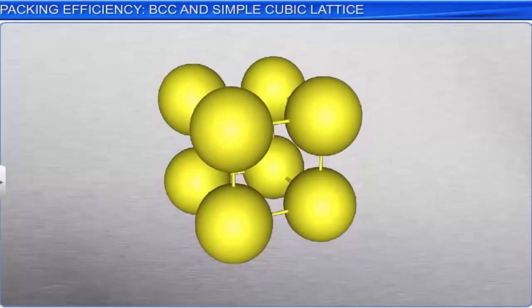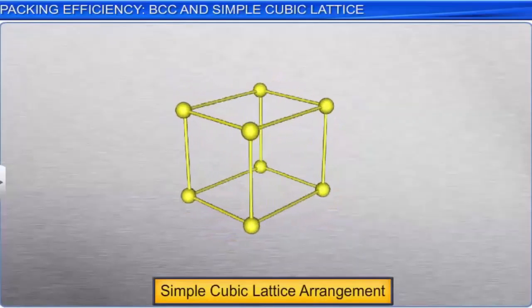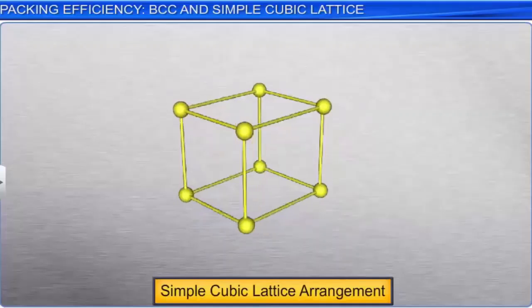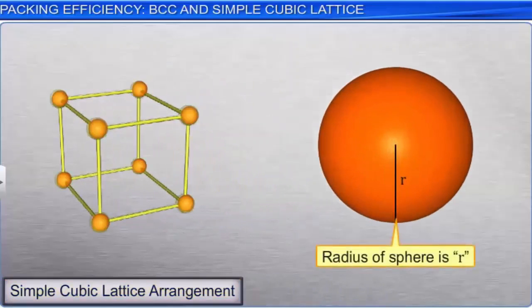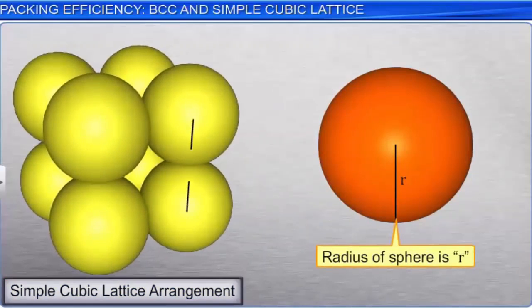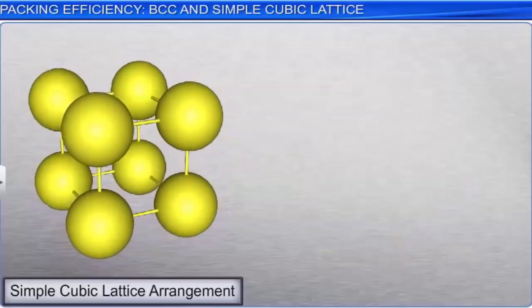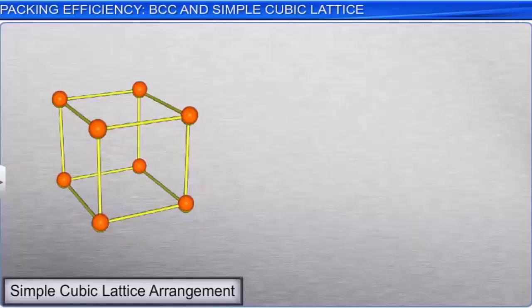Now let us study the simple cubic lattice arrangement. In this arrangement, the particles are present only at the corner lattice points of a unit cell. Each unit cell has 8 spheres with radius r. The edge length of a unit cell is A equal to 2r. All these 8 spheres are present at the corners of a unit cell, as shown here.